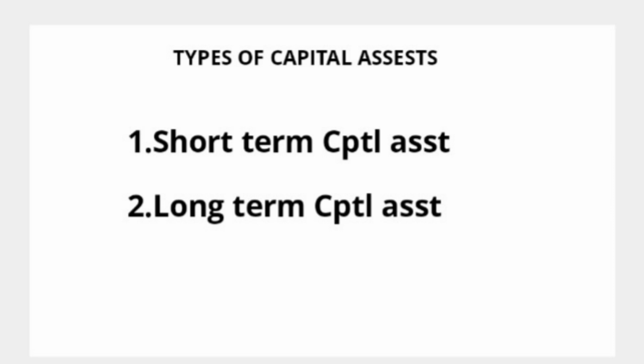Now we're going to see the types of capital assets. There are two types of capital assets: short term capital assets and long term capital assets. An asset held for less than 36 months is called a short term capital asset. An asset held for more than 36 months is called a long term capital asset.